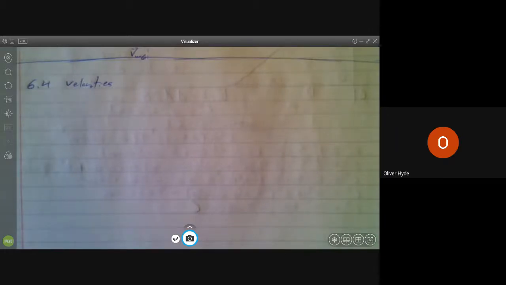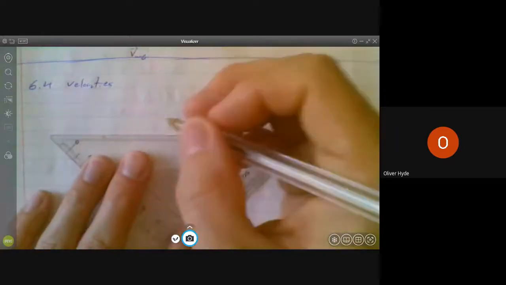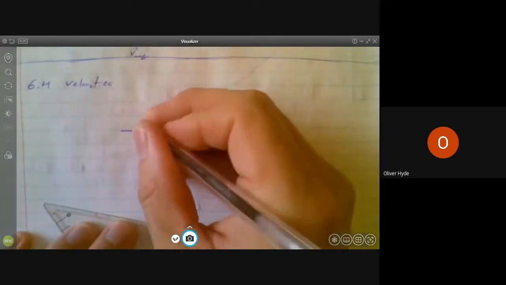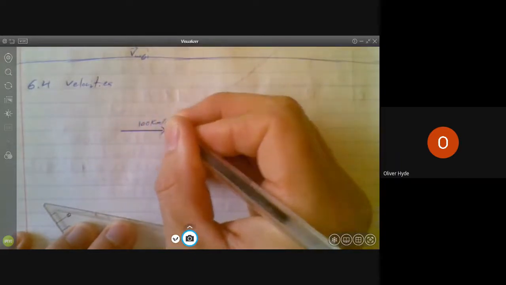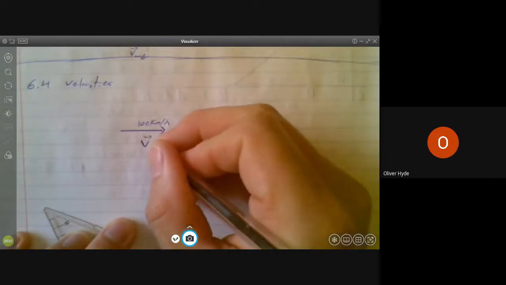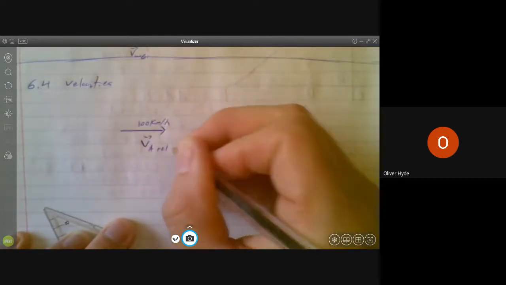I specifically want to talk about the geometry of a couple of questions. First one I want to take a look at is the second part of the car question. In the car question, we are told that car A is traveling at 100 kilometers per hour east. That can be labeled as the velocity of car A relative to the ground.